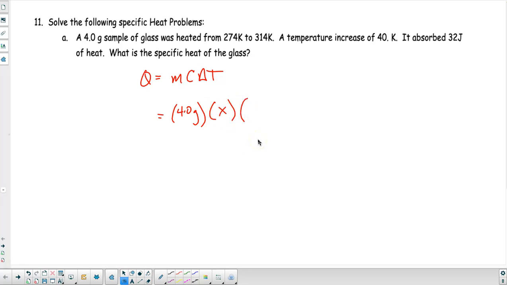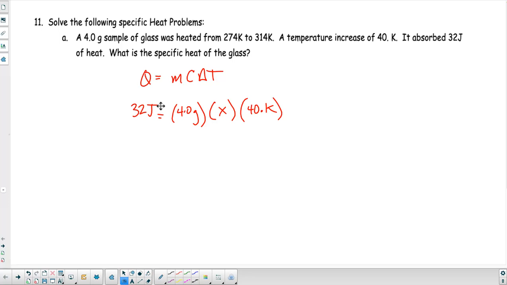Okay. When you look at this, we're trying to determine the change in temperature, delta T. So it says that it started at 274 Kelvin, goes to 315 Kelvin. It actually tells you it's an increase of 40 Kelvin. So 40 Kelvin, notice the decimal because we're accurate to a Kelvin. And then the amount of heat it absorbed, it says, was 32 joules. So that goes over here.